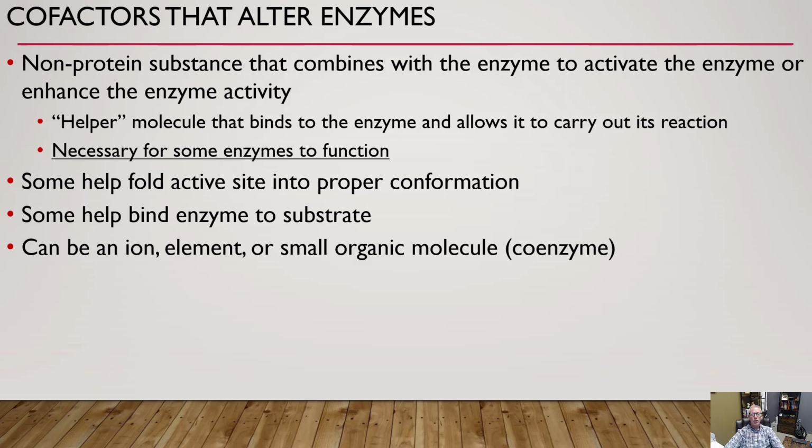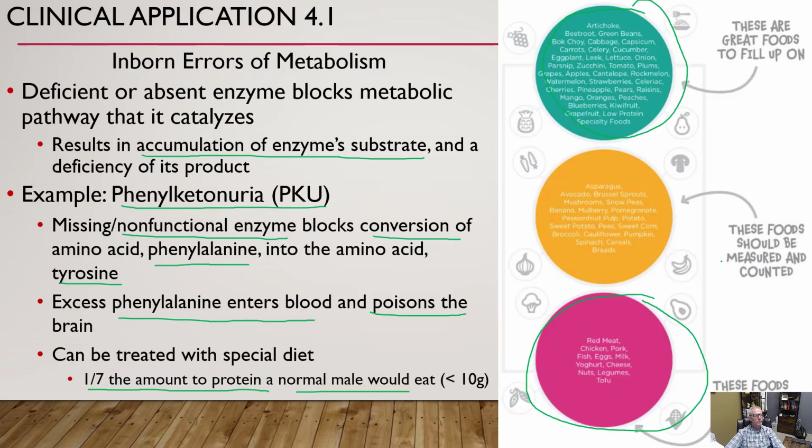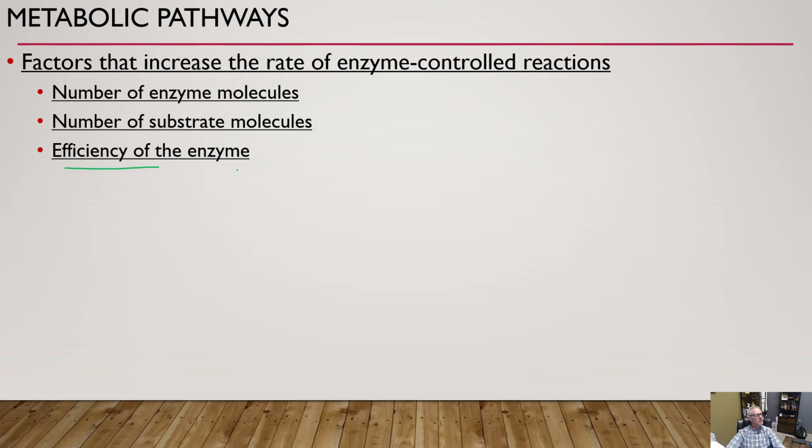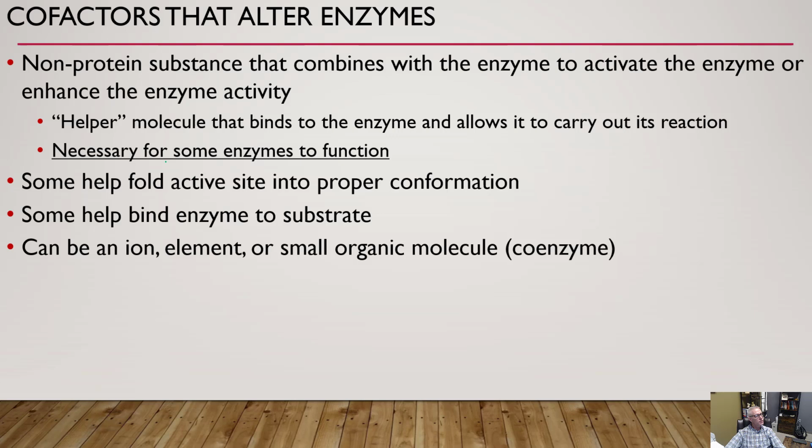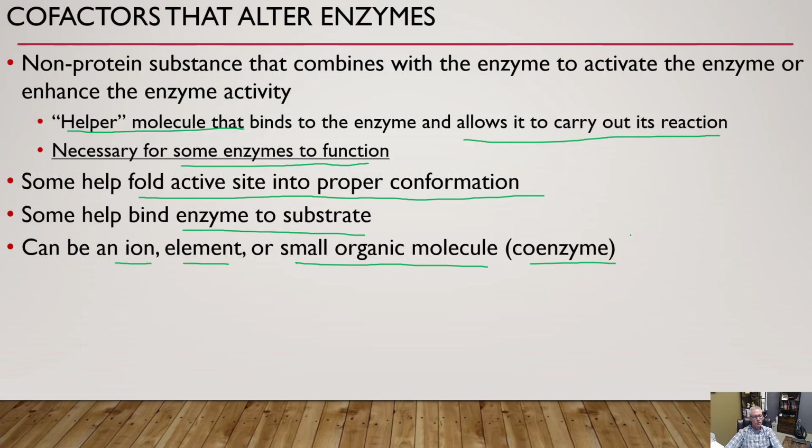All right, we also have these things called cofactors. Basically, these are non-protein substances that combine with enzymes to help enhance the enzyme activity. Remember that efficiency of the enzyme. That's what coenzymes do. And they're also helper molecules that allow enzymes to carry out their function. They're also necessary for some enzymes to function. They help fold enzymes, or those active sites on the enzymes, into their proper conformation or their proper shape. And they also help build or bind enzymes to the substrates. And they can be ions, elements, or small organic molecules, also called coenzymes.